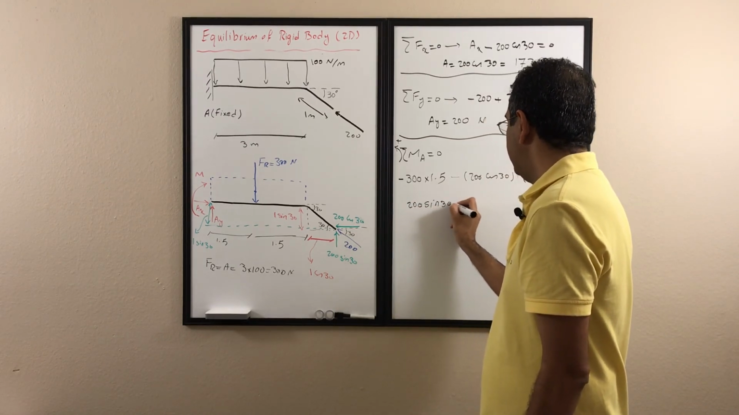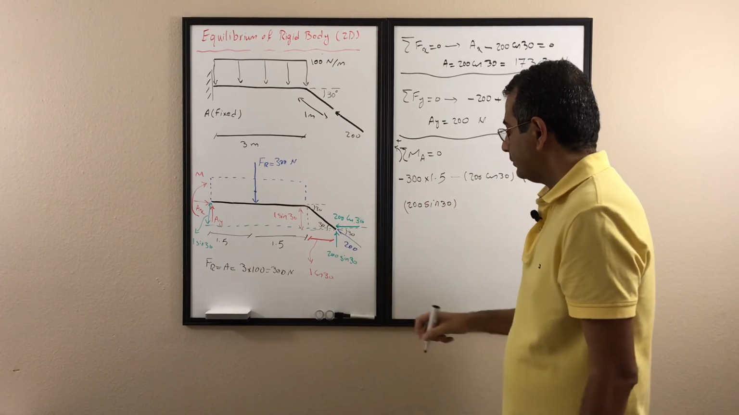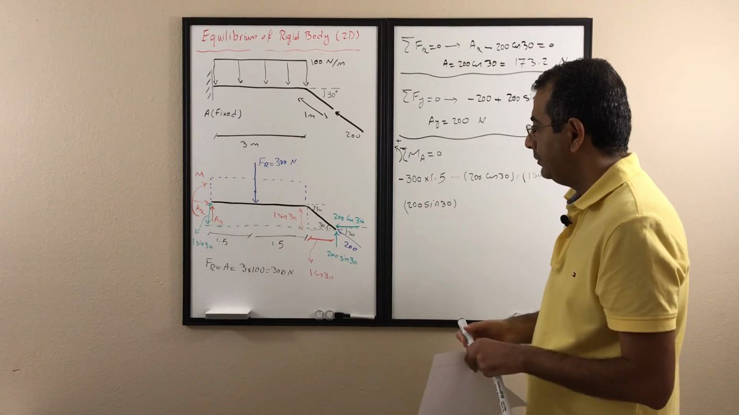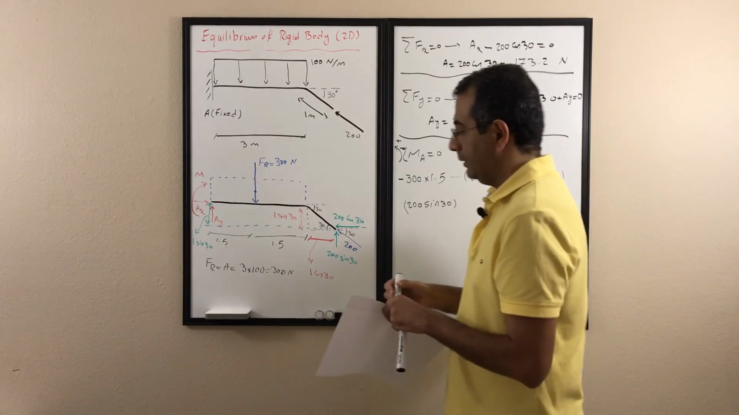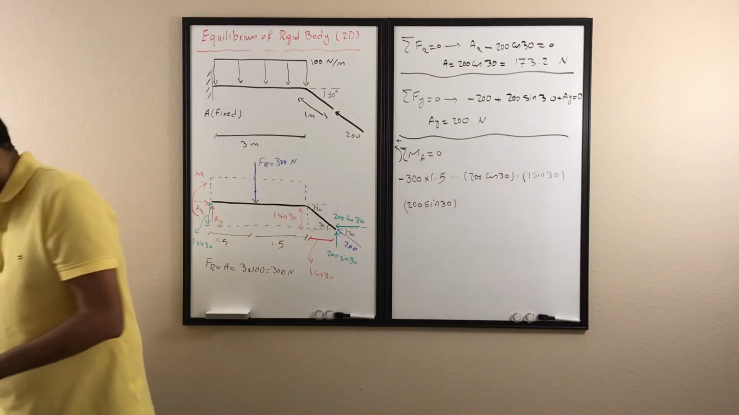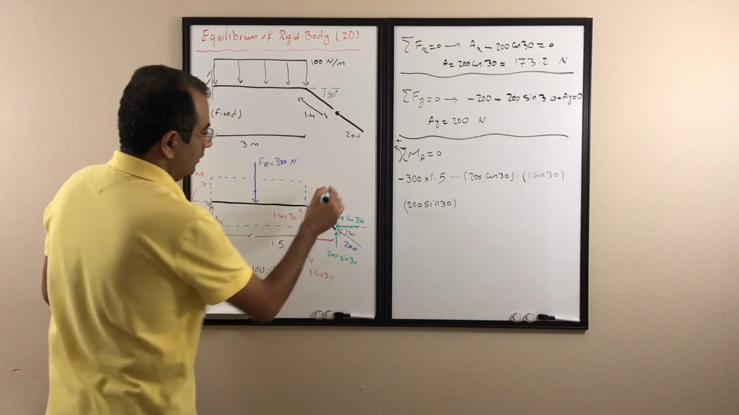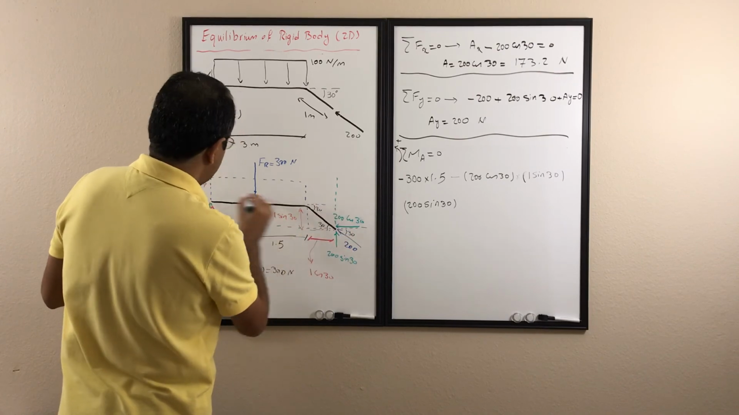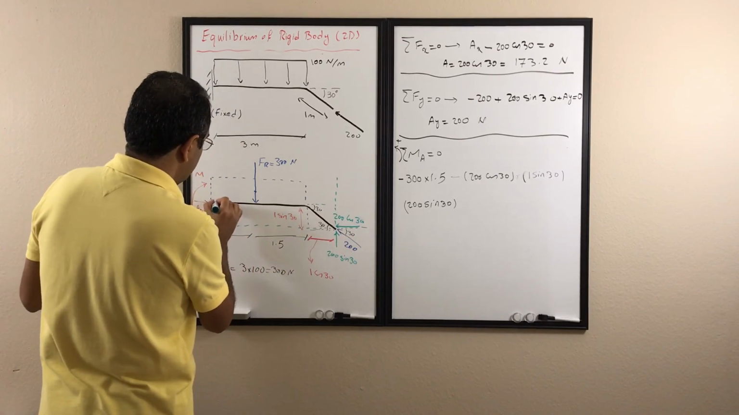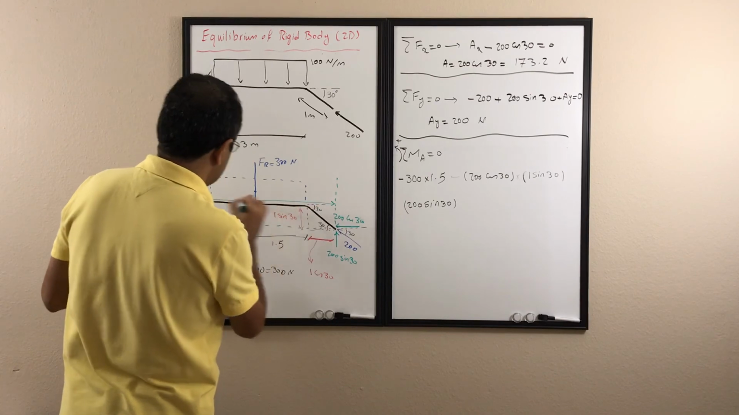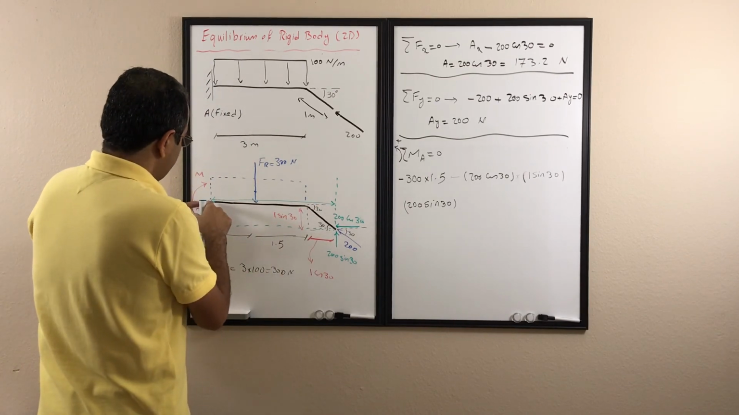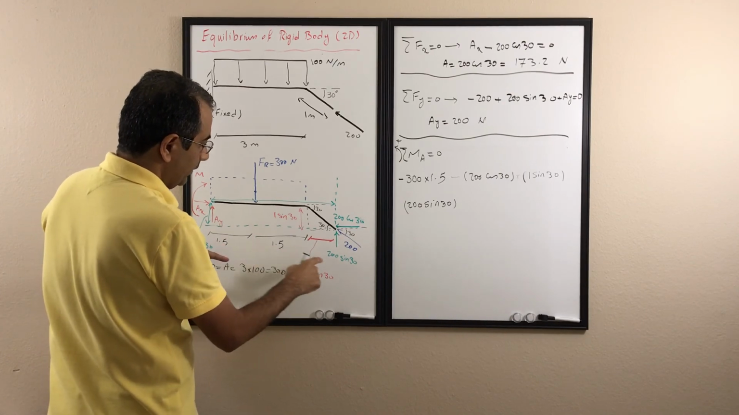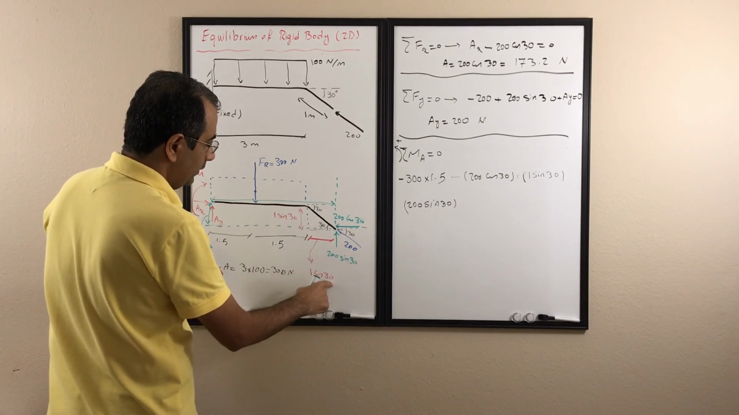Then I have this 200 sine 30, and I want to see what's the distance from here to point A. Again, if I can't find it, extend the line of action. So I'm going to extend the line of action for this force, and then find the normal distance from point A to there. So that's the normal distance from point A to that line of action, and it's going to be 1.5 plus 1.5 plus 1 cosine 30.